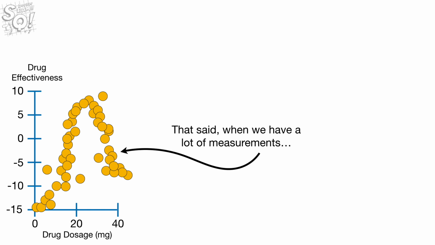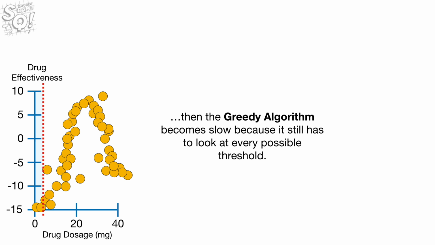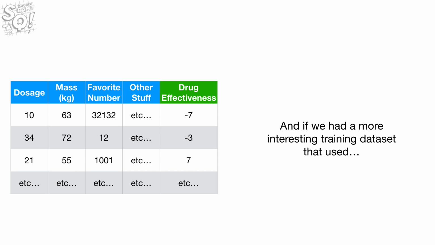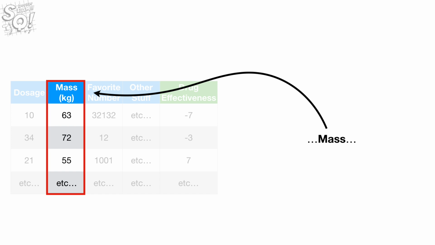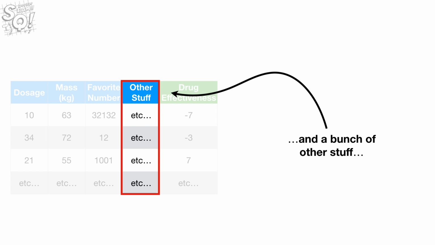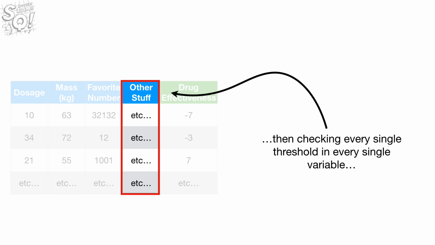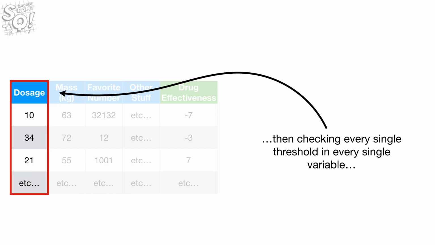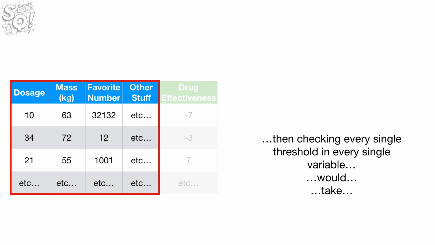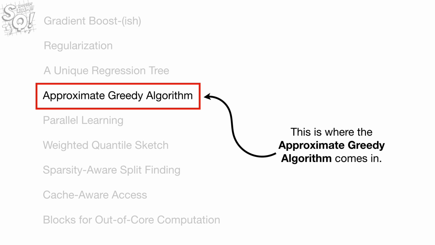That said, when we have a lot of measurements, then the greedy algorithm becomes slow because it still has to look at every possible threshold. And if we had a more interesting training dataset that used dosage, mass, favorite number, and a bunch of other stuff to predict drug effectiveness, then checking every single threshold in every single variable would take forever. Wah wah. This is where the Approximate Greedy Algorithm comes in.